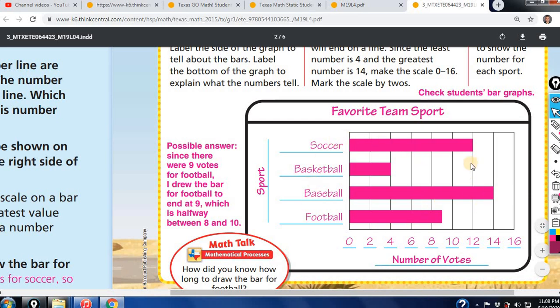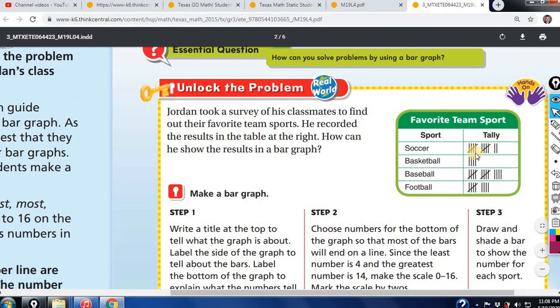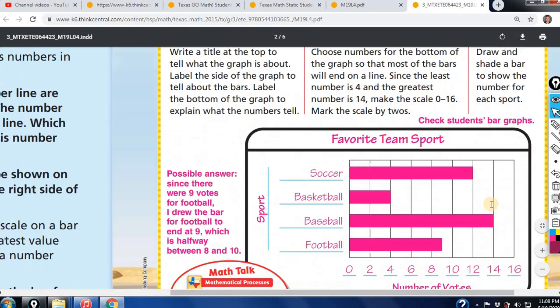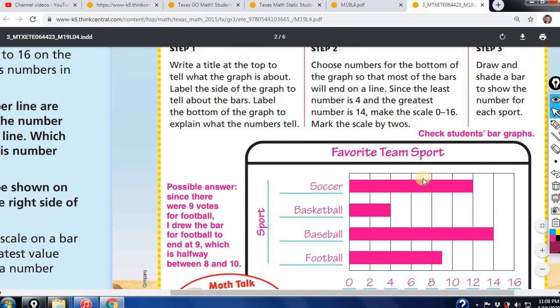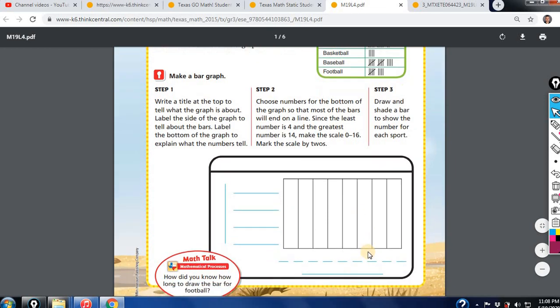Then they're going to ask you questions related to this graph here. So what you want to do is make sure your graph looks like this. And again, we're just taking the data from here. So 5, 10, 12, 4, 5, 10, 14, 5, and so forth. So this is what yours will look like after you fill it out.